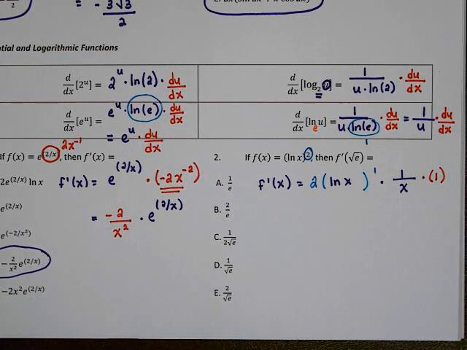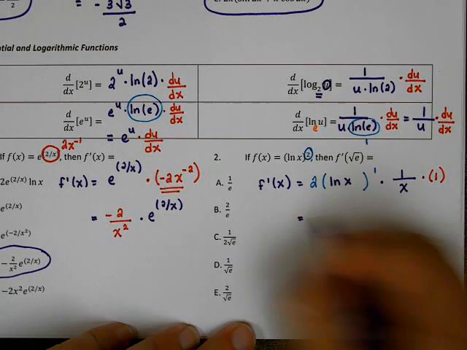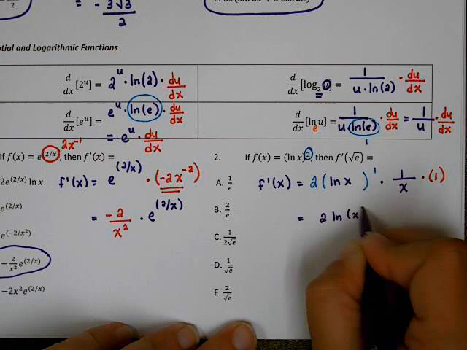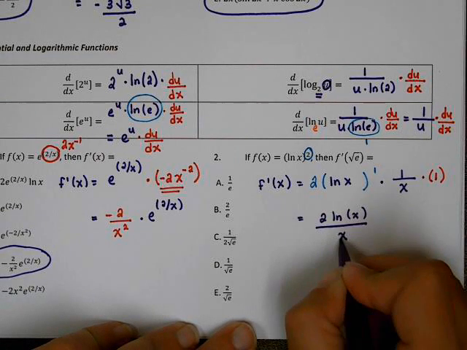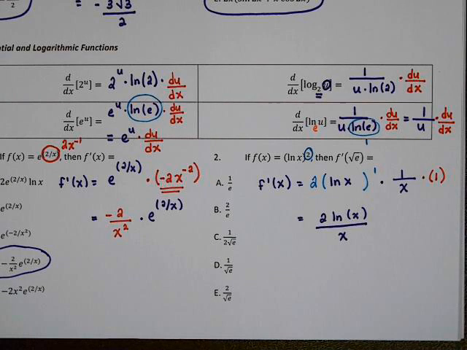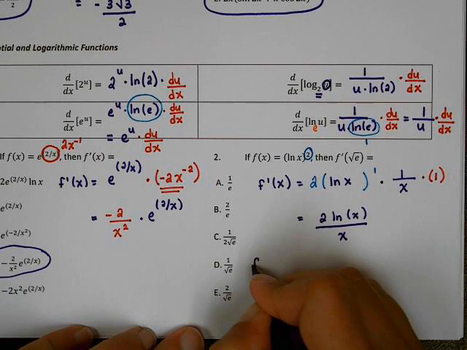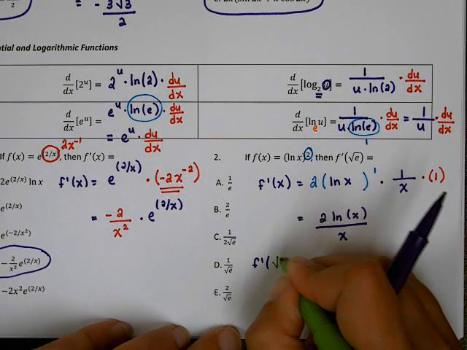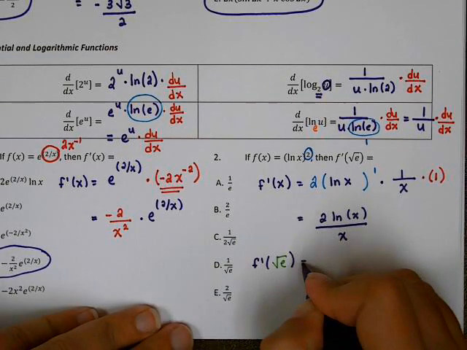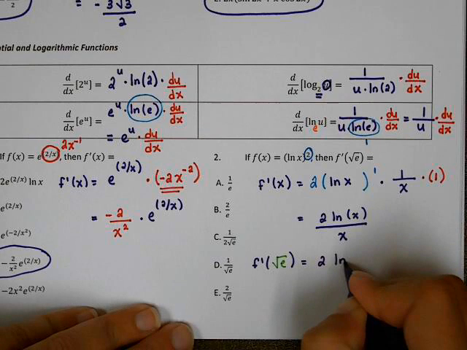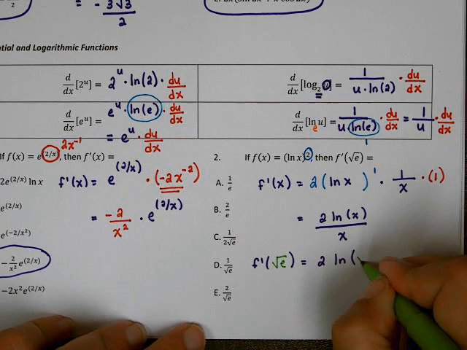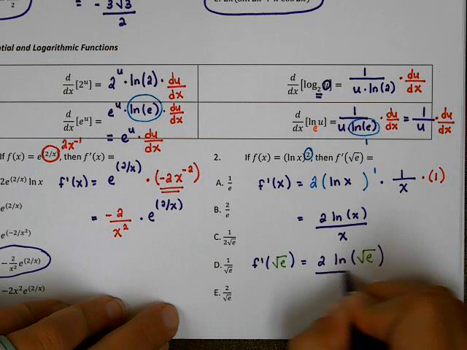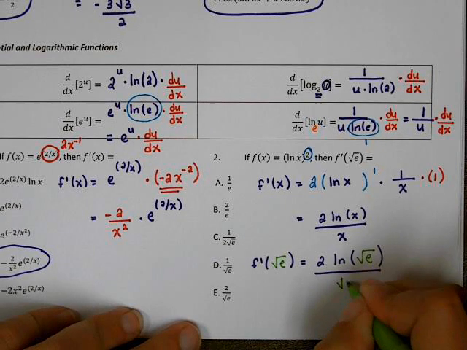If I simplify this a little bit, I'm going to have 2 times 1 is just 2 times the natural log of x all over x. Now I want to find this at a specific value. It's the square root of e. So I'm going to have 2 times the natural log of the square root of e all over the square root of e.